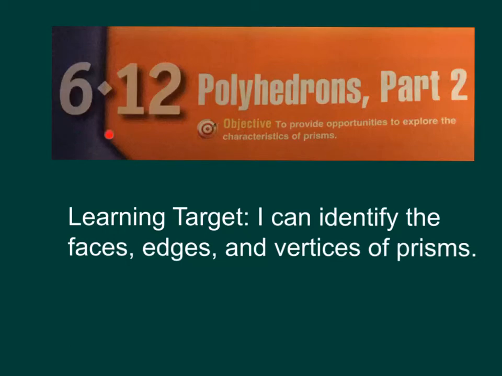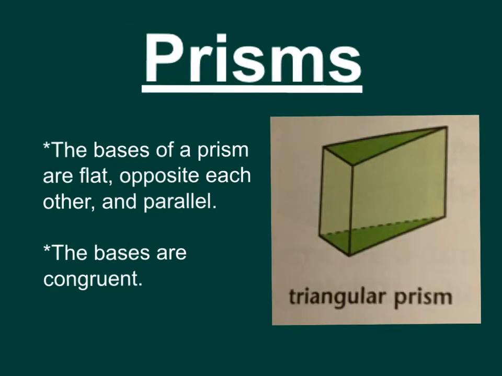Today's lesson is 612, Polyhedrons, Part 2. Our learning target today is I can identify the faces, edges, and vertices of prisms. Yesterday, you learned all about prisms. Today, we're going to focus on the bases and faces of those prisms.